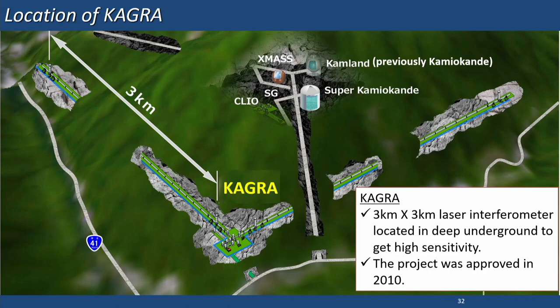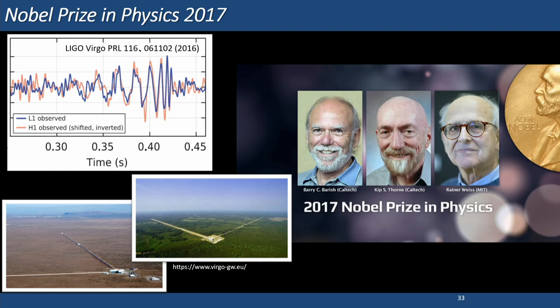Then, of course, you may know that in September 2015, the LIGO detectors observed this gravitational wave. And the discovery of the gravitational wave was announced in February 2016, and then in 2017, these three people received the Nobel Prize in Physics for the discovery of gravitational waves. Anyway, we think with this discovery, we entered into a new era in astronomy, gravitational wave astronomy. So our excitement is continuing.